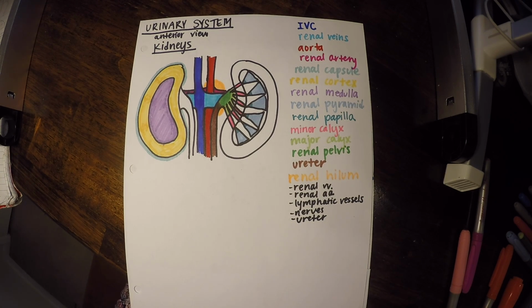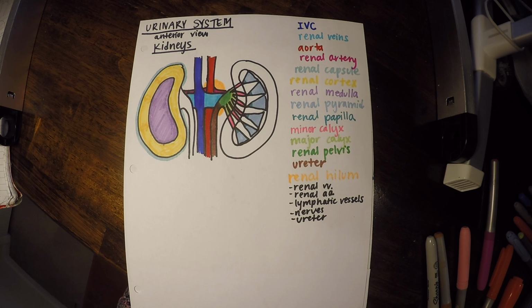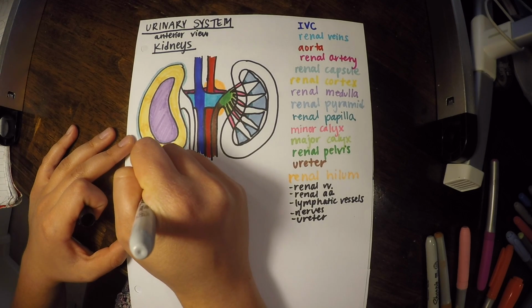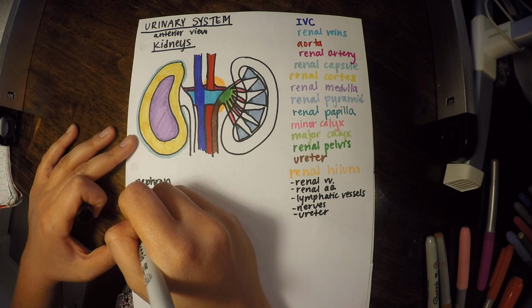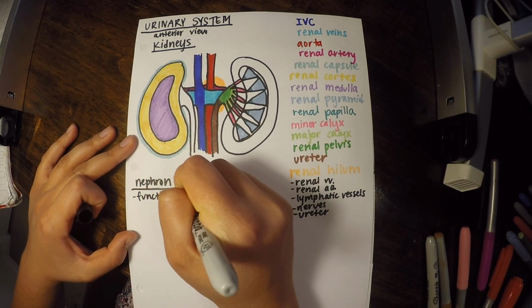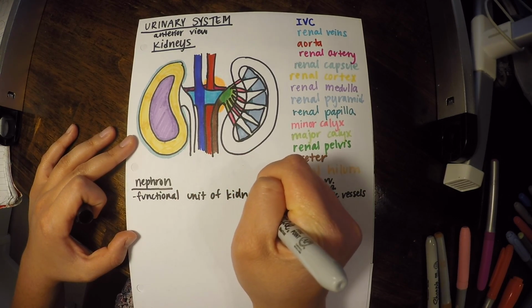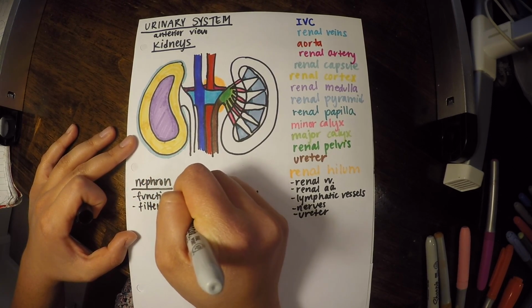Now, a couple of other things. I want to draw out another structure here, and it is the functional unit of the kidney. And that is the nephron. So the nephron is this functional unit of the kidney, and it filters plasma.